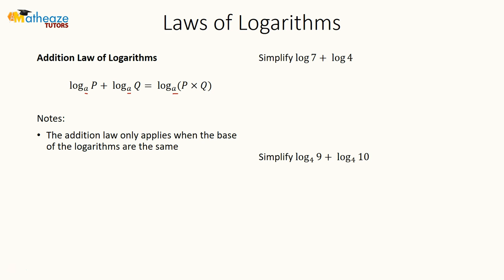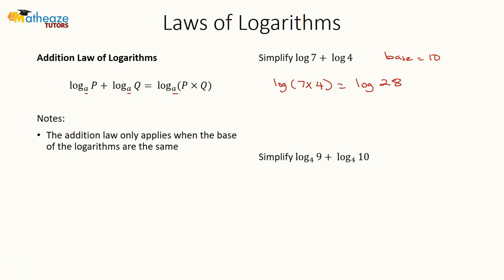Now let's look at simplifying these logarithms here. Log of 7 plus log of 4 is going to give us log of 7 times 4, which is log of 28. Also, one thing to take note of is if you have no base, just assume that the base is equal to 10.